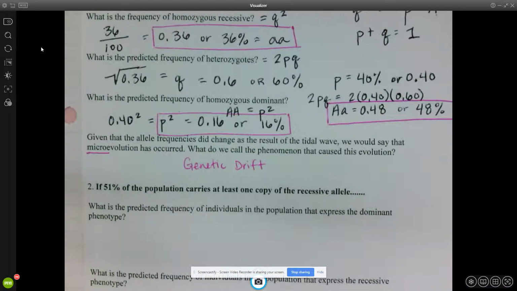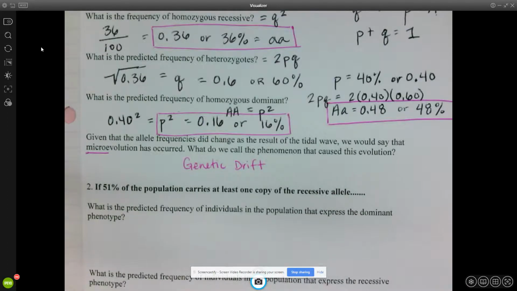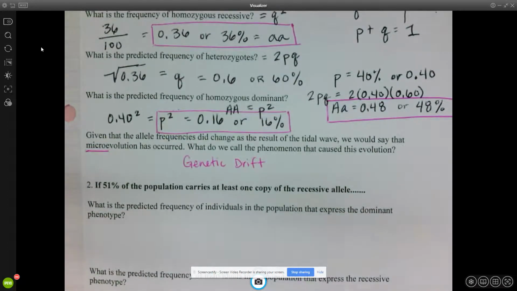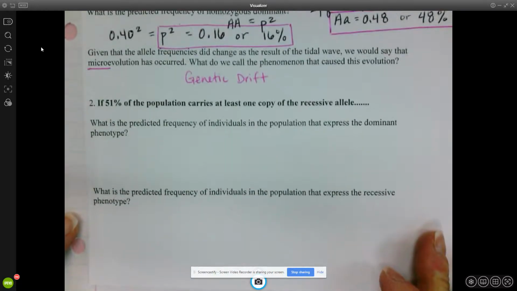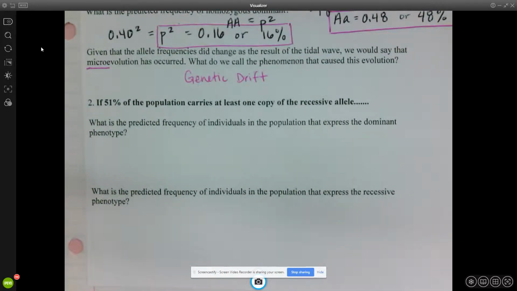Okay? Because they're shifting the allele frequencies. Genetic shift might be. I like that better for my brain. All right, so now number 2. This is the doozy, right?